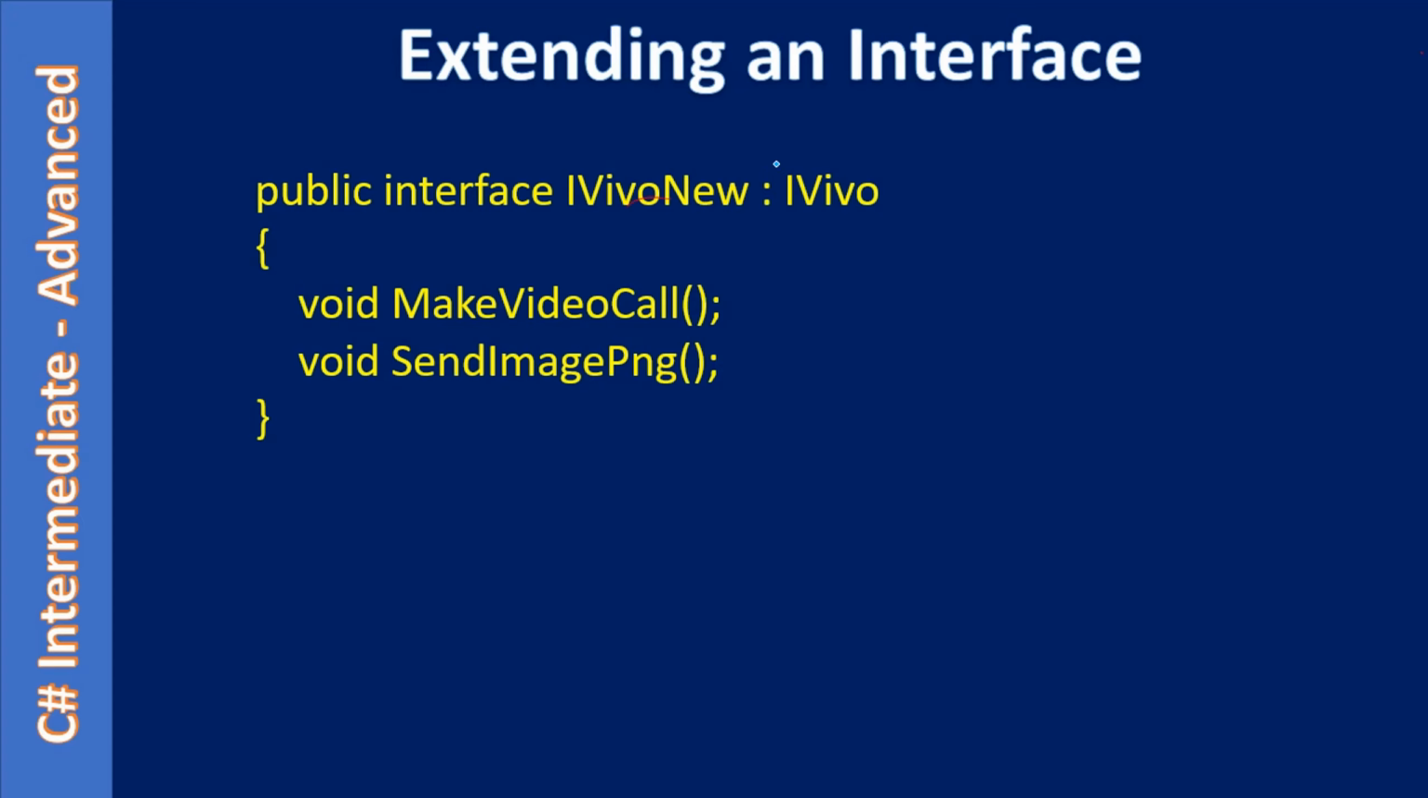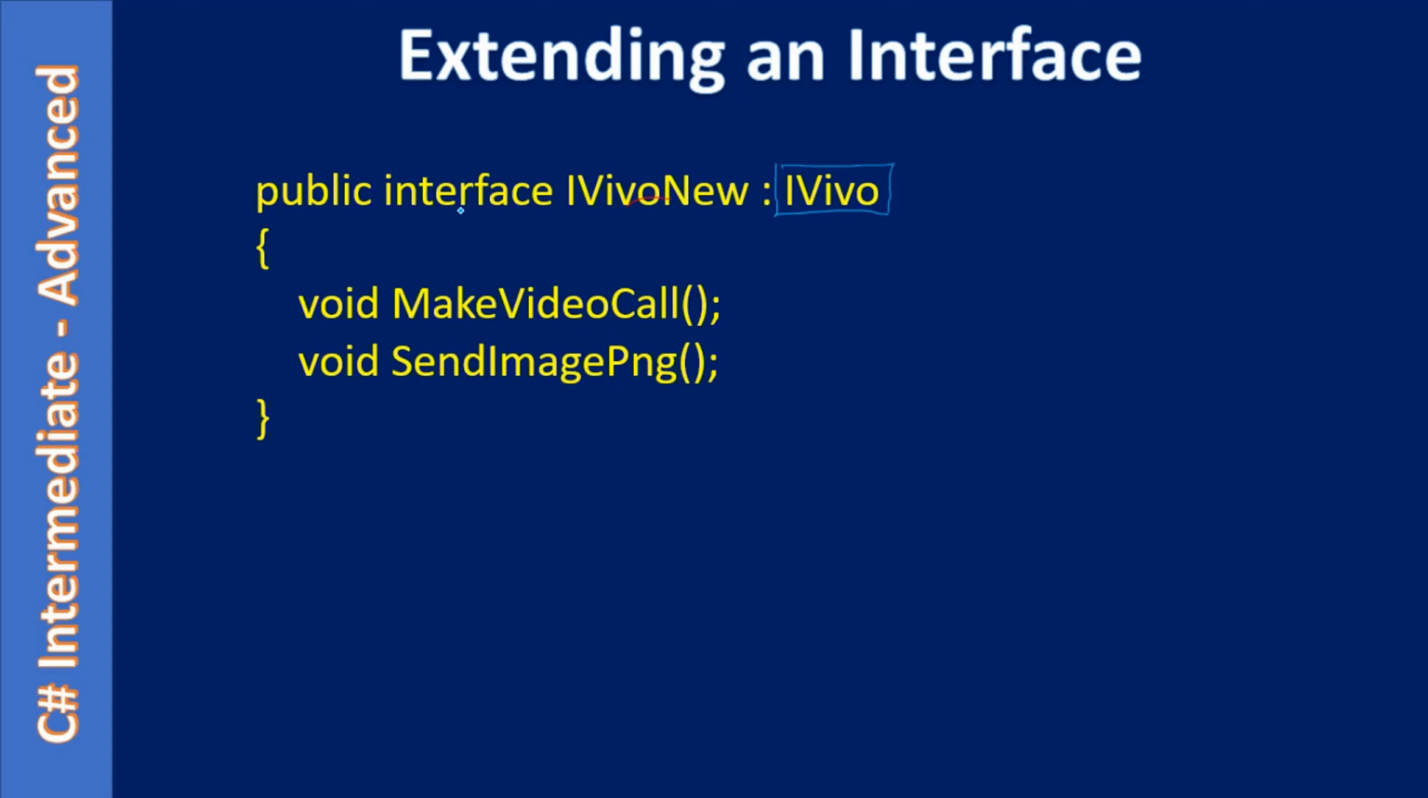So in the last video, we created the IVivo interface, and that interface supported two methods. One is sending a short message and another one is making a voice call.